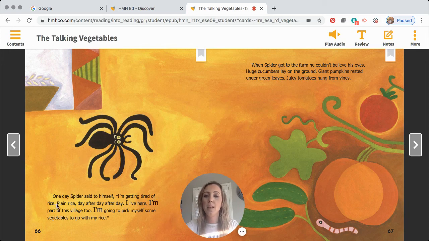Fingers ready? Ready? Listen. One day, Spider said to himself, I'm getting tired of rice, plain rice, day after day after day. I live here. I'm part of this village too. I'm going to pick myself some vegetables to go with my rice. When Spider got to the farm, he couldn't believe his eyes. Huge cucumbers lay on the ground. Giant pumpkins rested under green leaves. Juicy tomatoes hung from the vines.